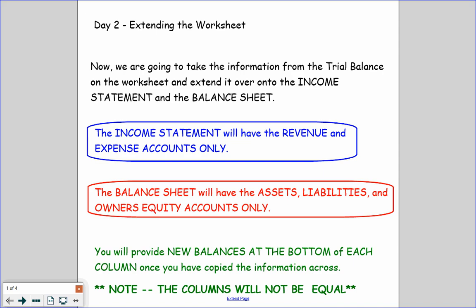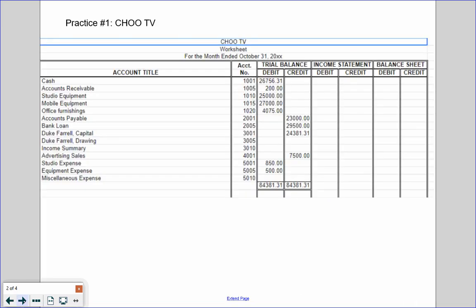Now, when we break it apart into income statement and balance sheet, the column totals will no longer be equal. The column totals are equal for the first column, but for the income statement and balance sheet, the column totals will not be the same anymore. So how this is going to look, we are literally just going to copy these over.